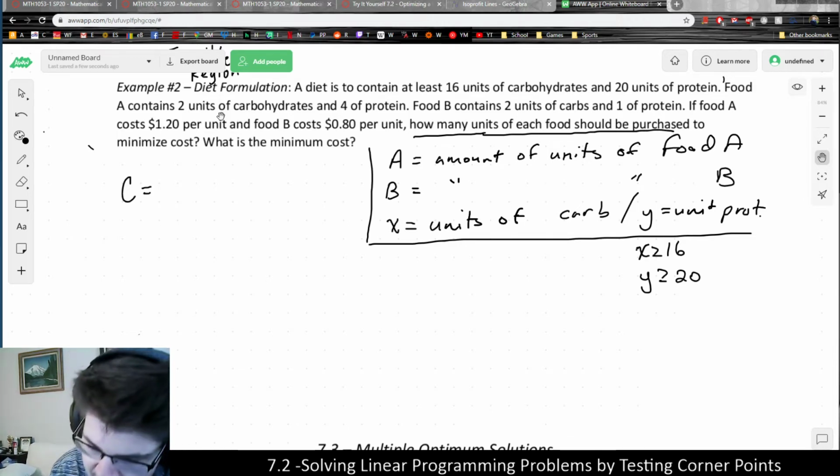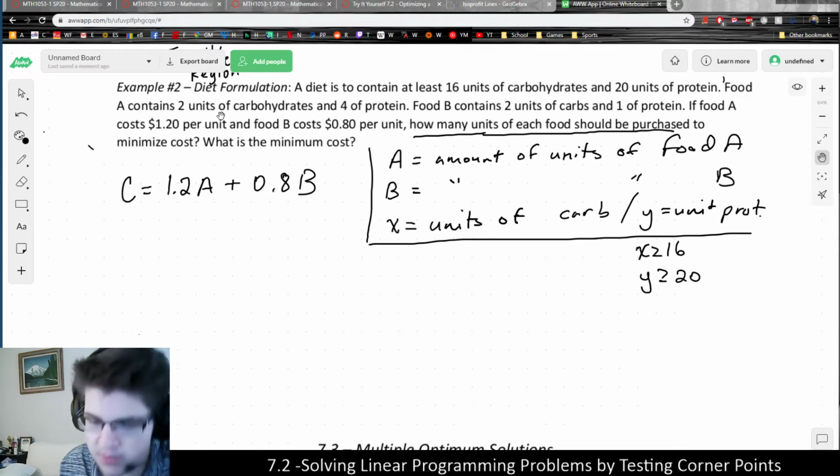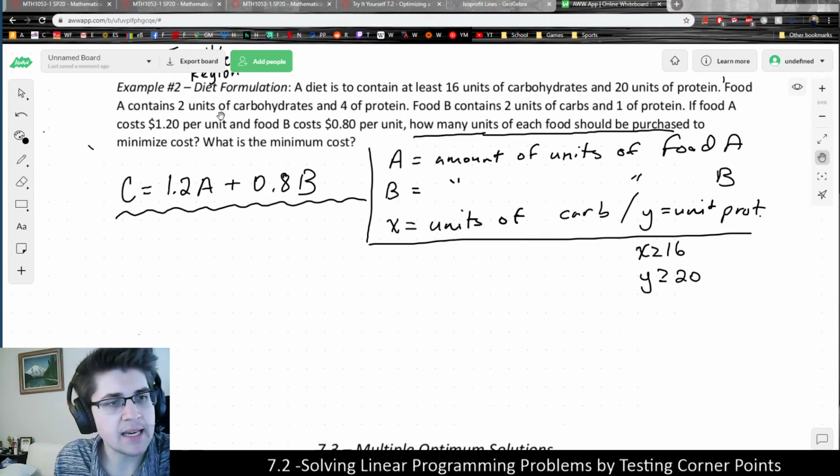But in this case, it says that it's going to cost $1.20 per unit of food A and 80 cents per unit of food B. And since I used A and B to describe the amount of food for each of those, our cost function is going to depend on how much food A we buy and how much food B we buy. And after all is said and done, that's what our goal is to figure out: what is A, what is B? That way we can finish finding what the cost would be.